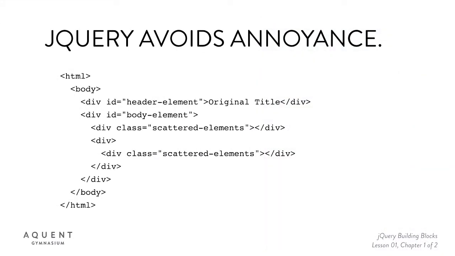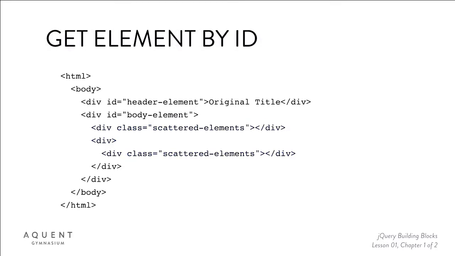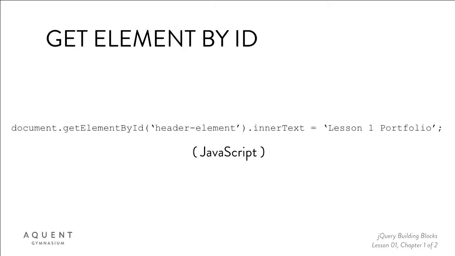Here's a generic snippet of HTML for a generic web page. We got a header at the top with a big splashy title. We got a body section with some elements scattered around. Now let's say we need to, for whatever reason, change the text in the header, which means that we need to get that element. Now here's how you do it in plain old JavaScript. document.getElementById, whatever the ID is, .innerText equals, whatever.